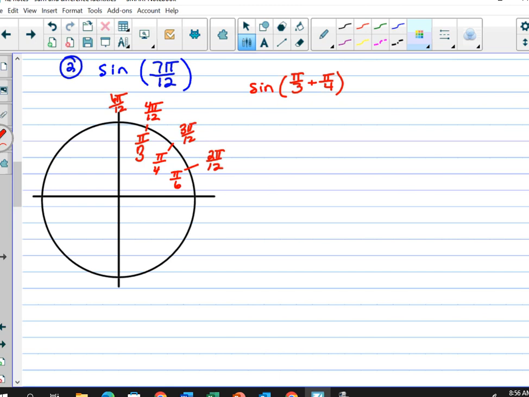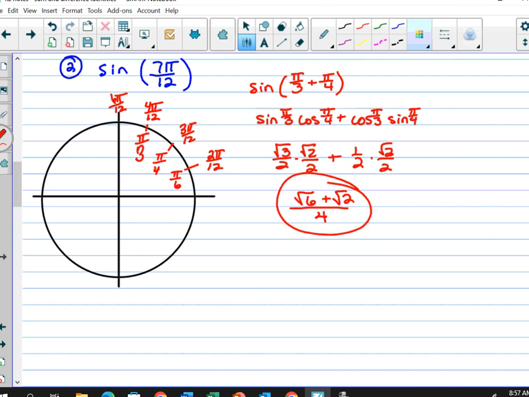And it doesn't matter with adding if you put the pi over 4 first or the pi over 3 first. You'll get the same answer at the end. Check when you're ready.